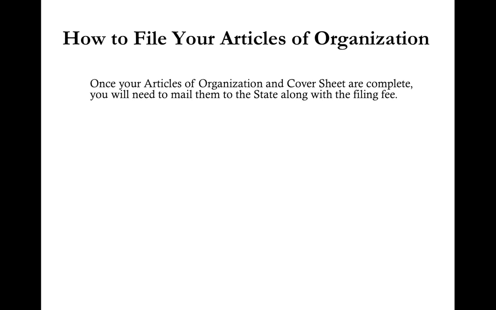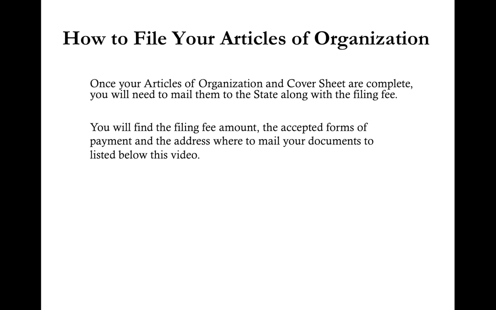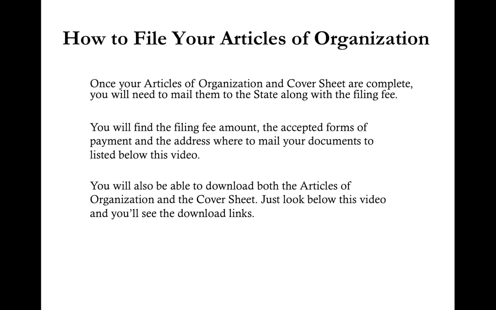Once your Articles of Organization and Cover Sheet are complete, you will need to mail them to the state along with the filing fee. You will find the filing fee amount, the accepted forms of payment, and the address where to mail your documents listed below this video. You will also be able to download both the Articles of Organization and the Cover Sheet. Just look below this video and you'll see the download links.